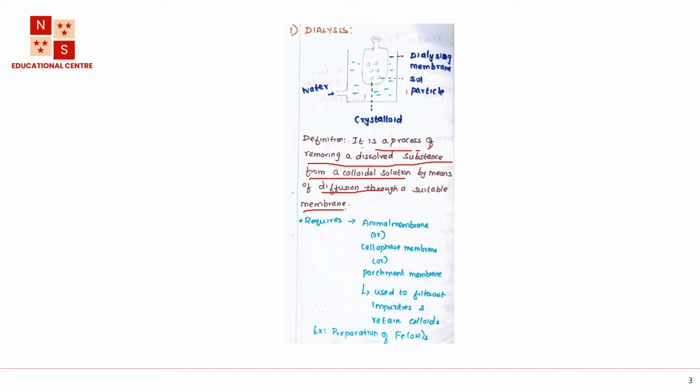What are the requirements? How can we filter? By a suitable membrane. What are suitable membranes? Animal membrane, cellulose membrane, parchment membrane. These are used to filter the impurities. And this is an example of a colloid which can be prepared.